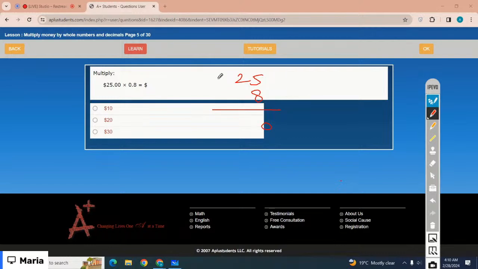8 times 5 is 40. 8 times 2 is 16 and 4 is 20. This one has 0 decimal places. This one has 1 decimal place. The answer must have 1 decimal place. You have to move the decimal point from here to here. That is $20. The correct option is $20, right?